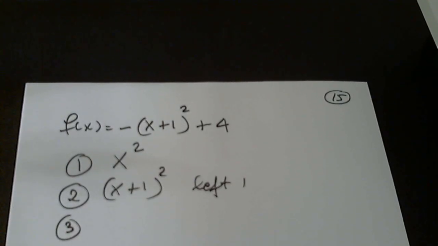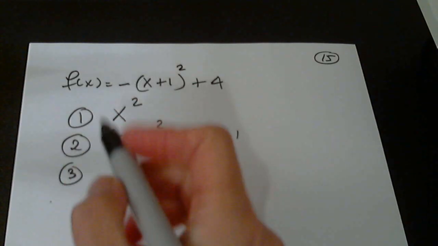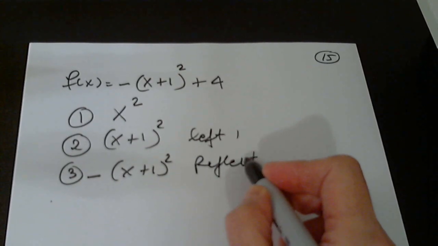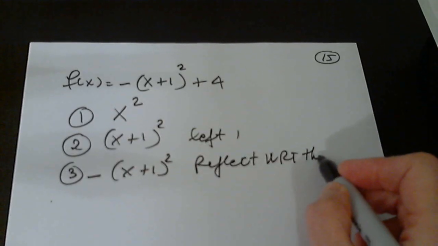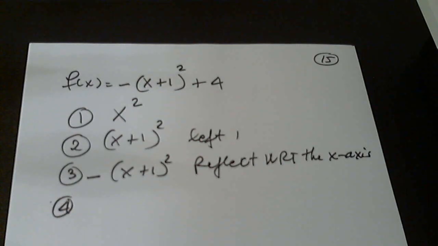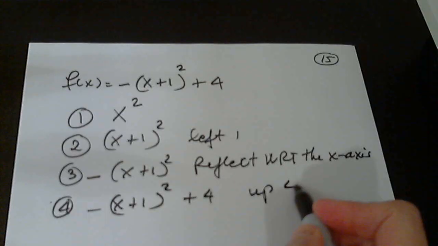Excellent. The next transformation is on this one. In order of operations, what do I have to perform next? X-axis. Yes. So negative x plus 1 squared, reflect with respect to the x-axis. Excellent. Finally, the number 4 is on number 3. The last step. Up, vertical. Very good. Up 4. That's it.